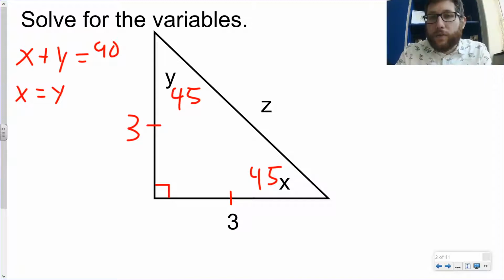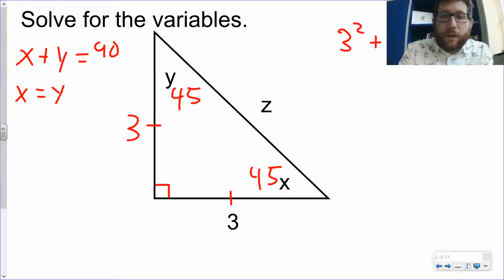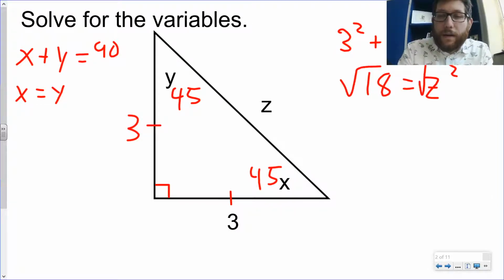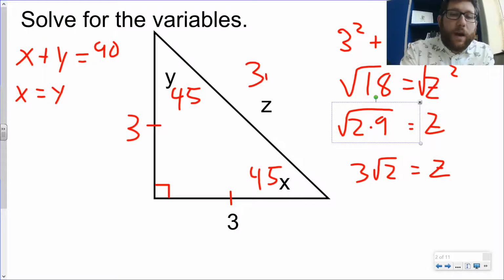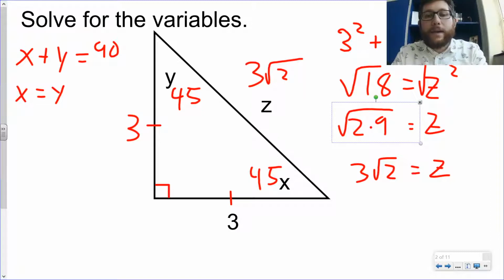Now let's go ahead and solve for z. The way we have to solve for z right now is just the Pythagorean theorem. So I'm going to do 3 squared plus 3 squared is equal to z squared. And 3 squared plus 3 squared is 18, equal to z squared. Let's take the square root of that. I can factor 18 into 2 times 9, root 2 times root 9, and root 9 is equal to 3, so 3 root 2. Notice here that my z value ends up being 3 root 2.